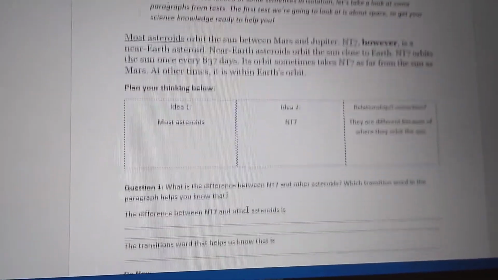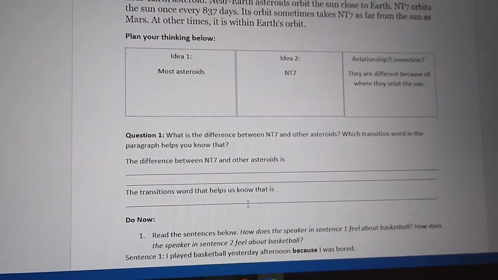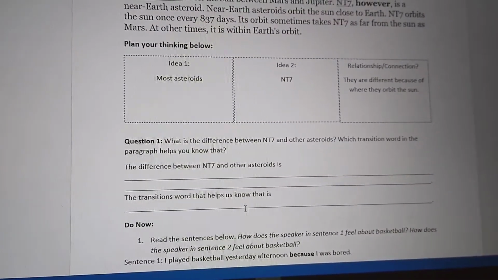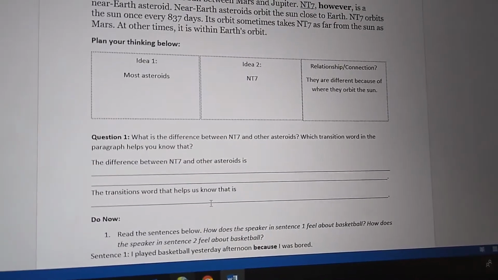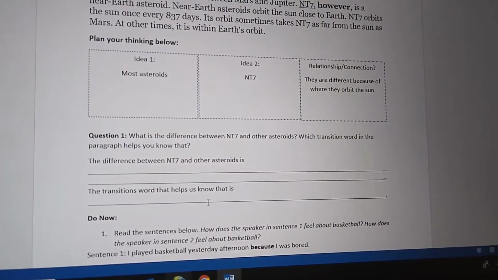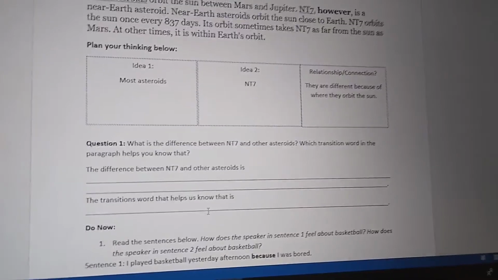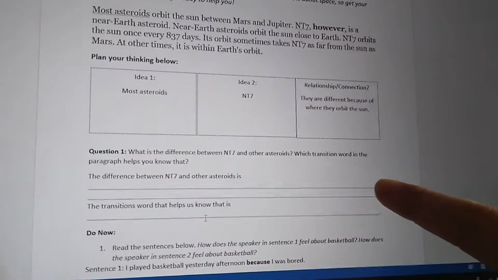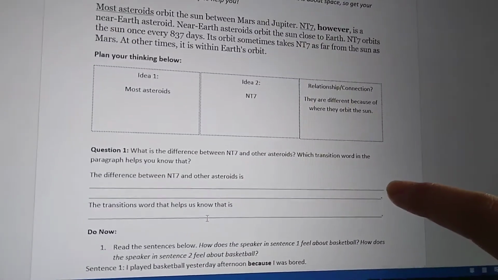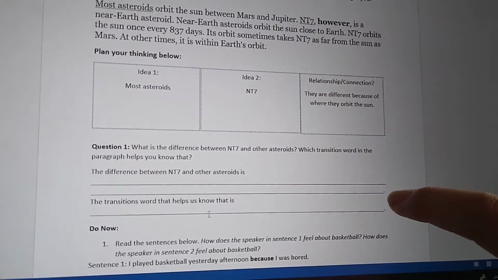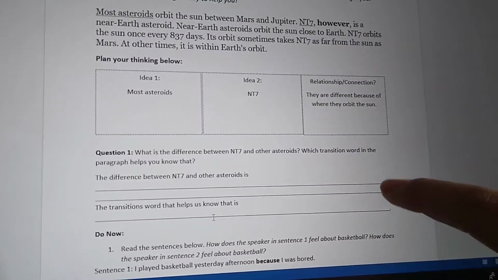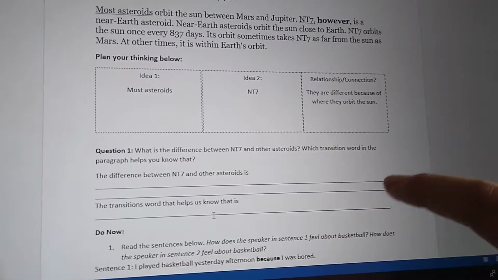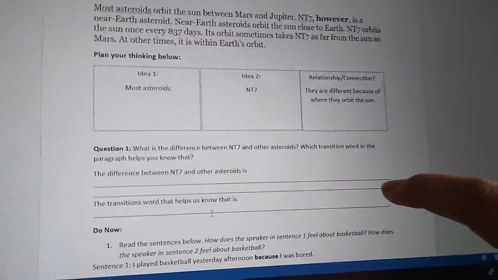So now we'll go down to question 1. What is the difference between NT7 and other asteroids? Which transition word in the paragraph helps you to know that? So your first sentence starts with, the difference between NT7 and other asteroids is, and we already said how they're different up here, so you just need to put it in your own words down here about how they're different.